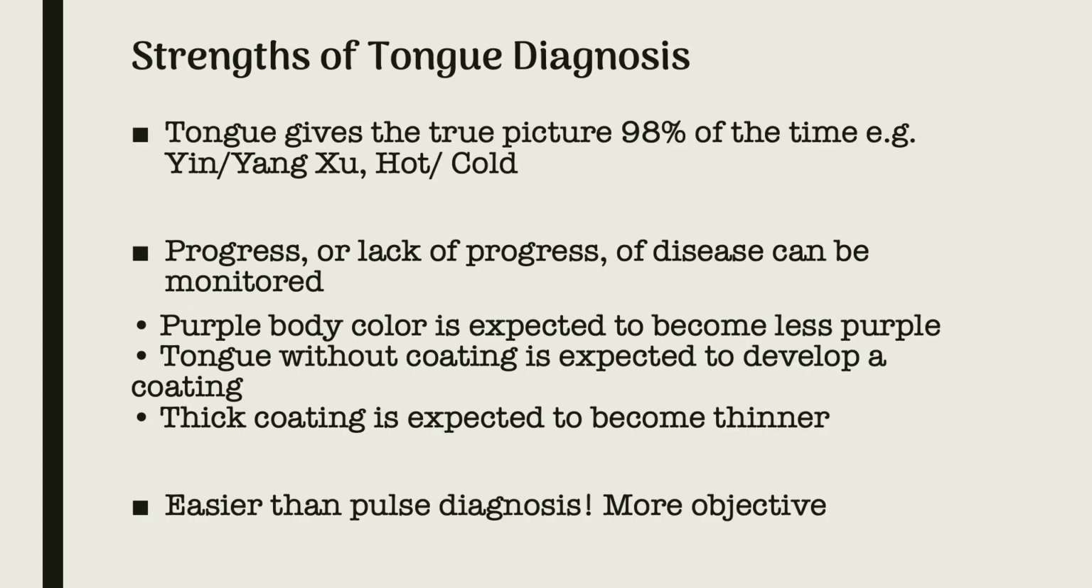Strengths of tongue diagnosis. The tongue gives the true picture roughly 98% of the time. For example, yin or yang deficiency, hot or cold. The progress or lack of progress of the disease can be monitored. For example, a purple body color is expected to become less purple. A tongue without coating is expected to develop a coating, and a thick coating is expected to become thinner. It is easier than pulse diagnosis. It is also more objective.